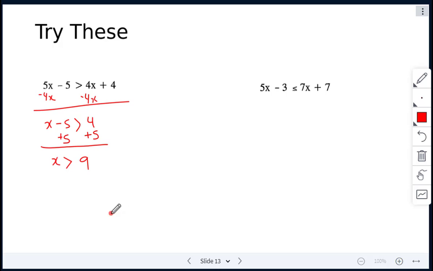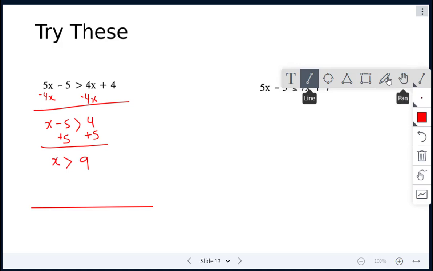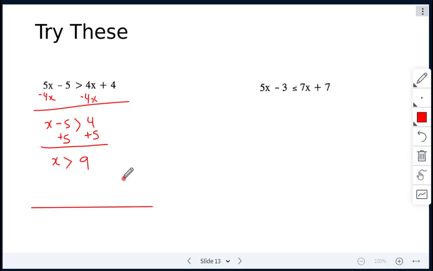All right, so lastly would be to just draw the number line. So number line, and so I'm just going to show like 7, 8, 9, 10. We know it's greater than 9. The 9 is not included, so open circle at 9, and then the arrow points to the right.